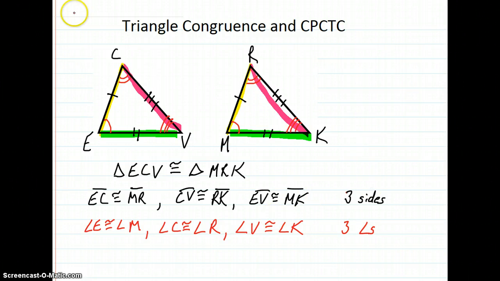Now a couple things to notice. Notice here, EC, MR. Notice CV, RK. When we write our congruence statement, it has to match up, has to go in order. So EC has to correspond to MR. And so I can actually write all these statements without even drawing a picture. We'll look at one more thing. Notice, look at the angles. Angle V, angle K. So it all lines up.